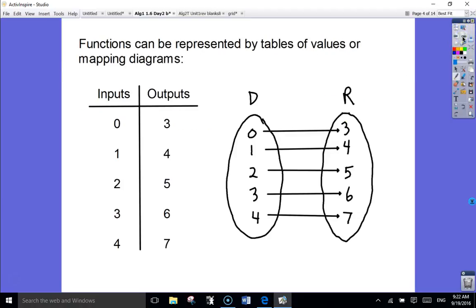So functions can be represented by tables of values or by mapping diagrams, right? And I've made a point to give you a table of values where the headers were inputs and outputs, but on the mapping diagram it was actually domain and range. And the reason is because they're the same thing. The inputs are the domain, the outputs are the range. And this is the same relationship.